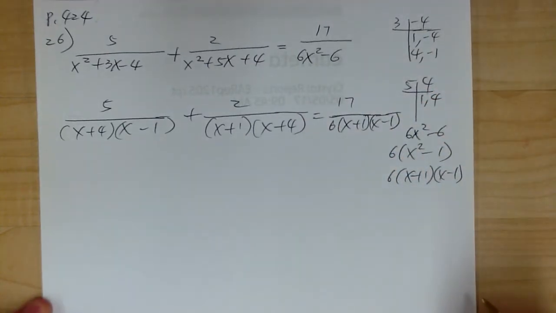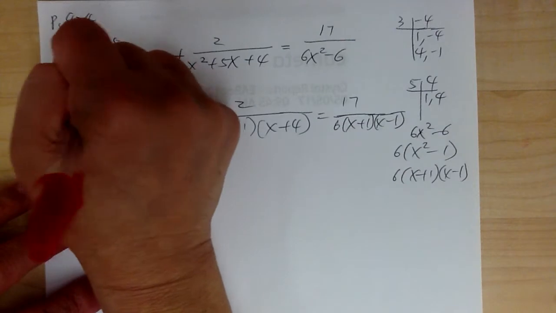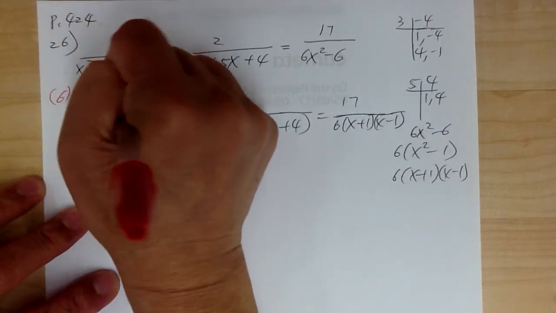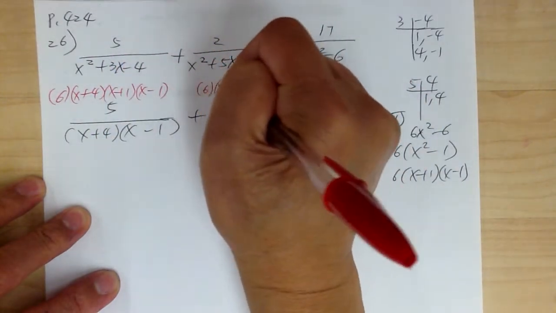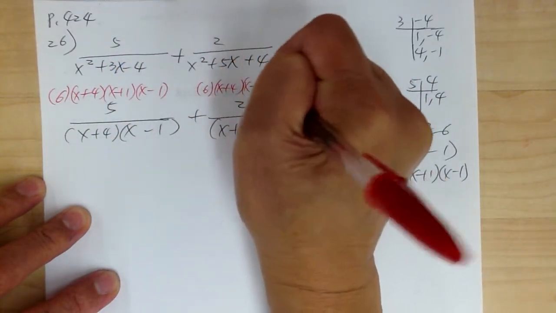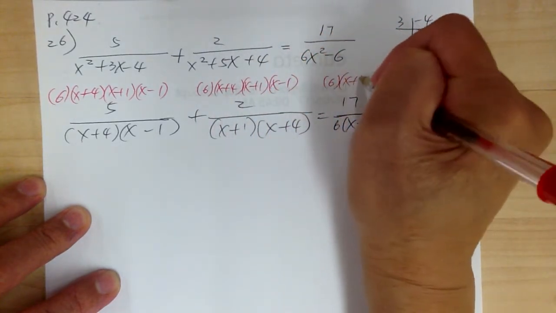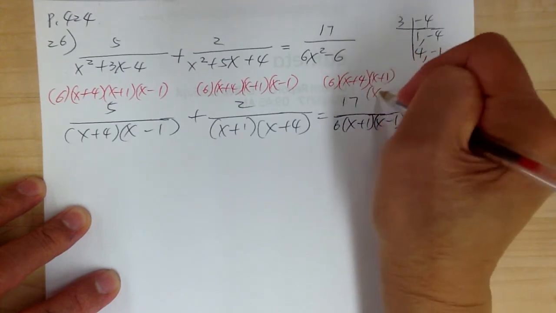Okay, so now your LCD is going to be 6, x plus 4, x plus 1, x minus 1. So 6, x plus 4, x plus 1, x minus 1. Write down everything so that way you can keep track of what you cancel. Okay?